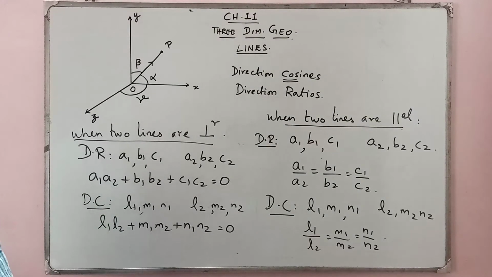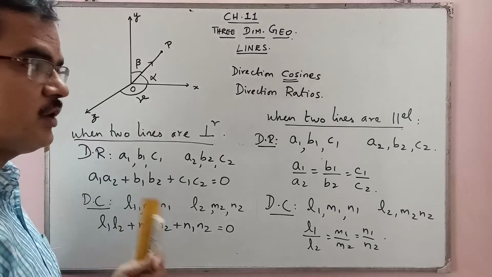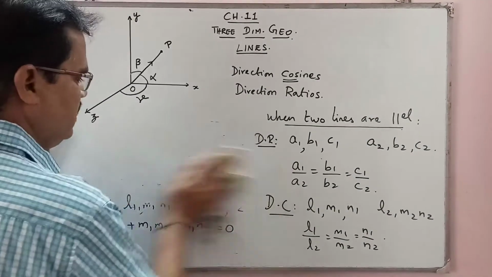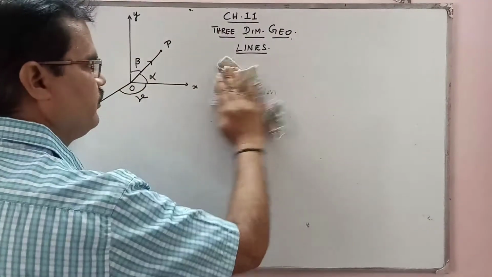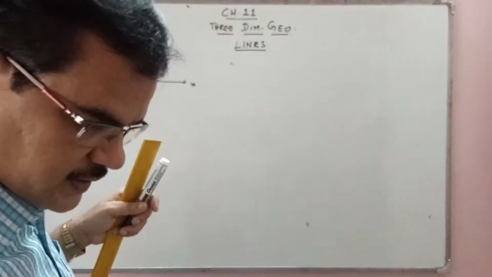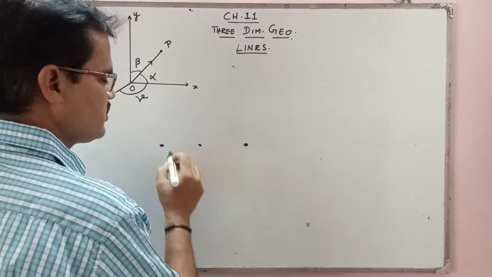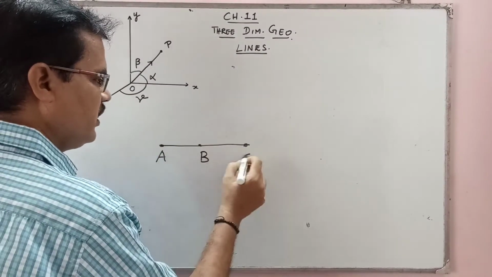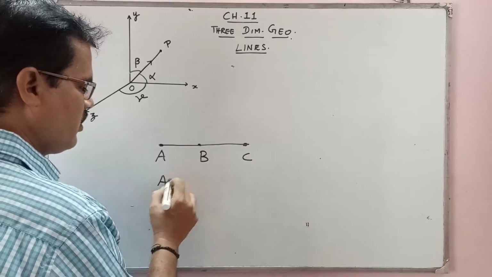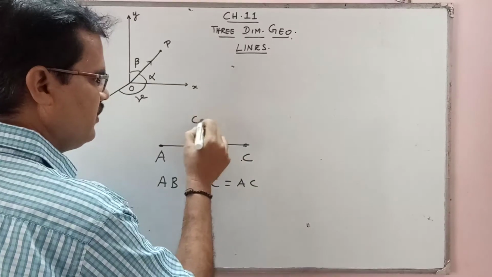Collinear. When points are collinear, we can do it with the direction ratios, or we can go with AB plus BC equal to AC. That idea also you can use. You will be given 3 points and asked to show that they are collinear, that they fall on the same line. So whenever you see the word collinear, remember that AB plus BC will be equal to AC. This is the idea for collinear.